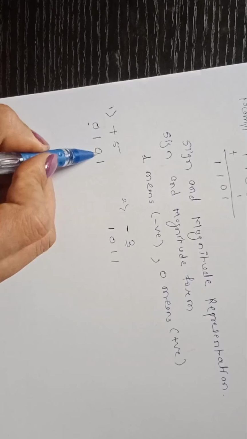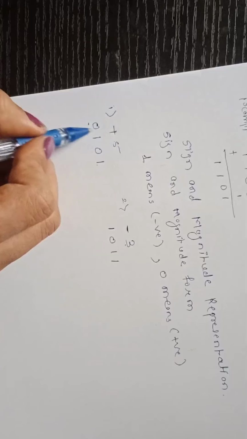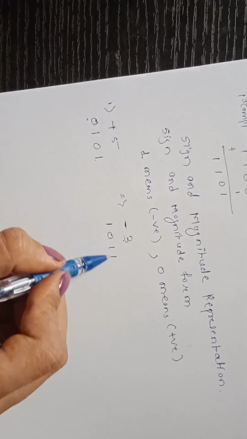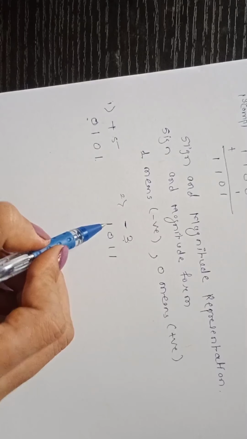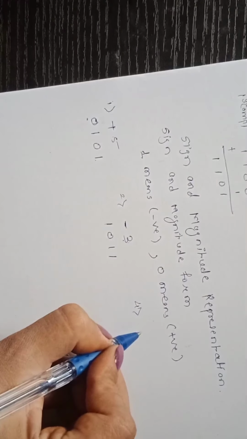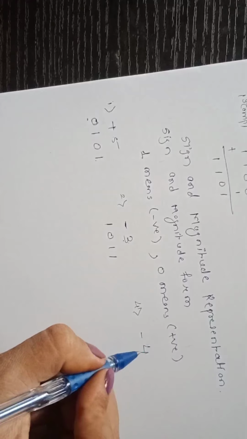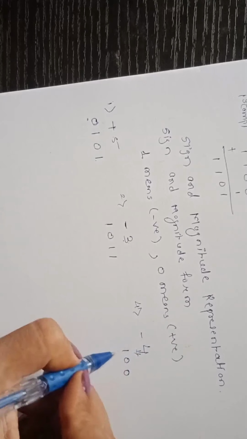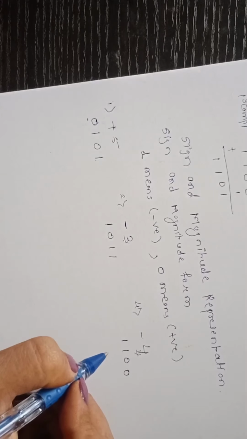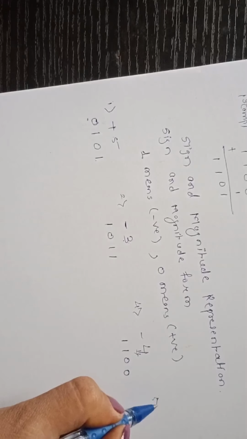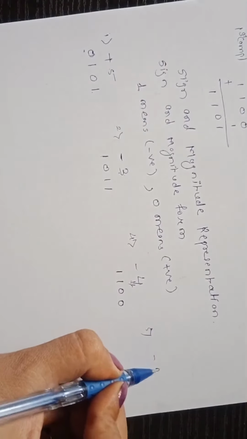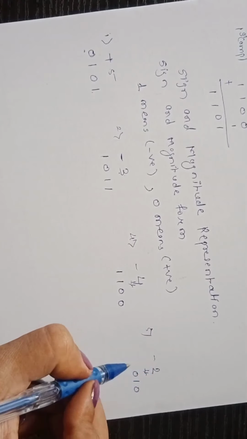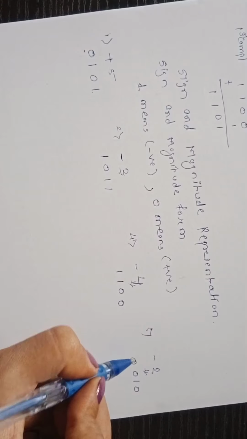What is 5? 1, 0, 1. But this positive sign means 0. What is 3? 0, 1, 1. This negative sign means 1. Now if we have minus 4, what is 4? 1, 0, 0. And this negative sign is another one. Same with minus 2. What is 2? 0, 1, 0. But this negative sign means 1.